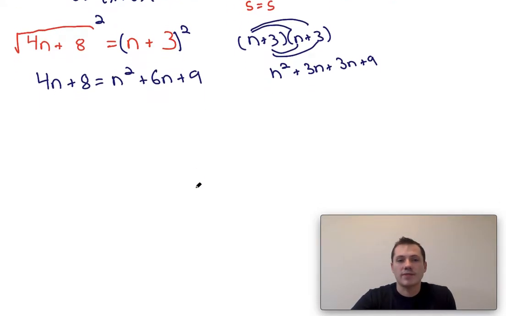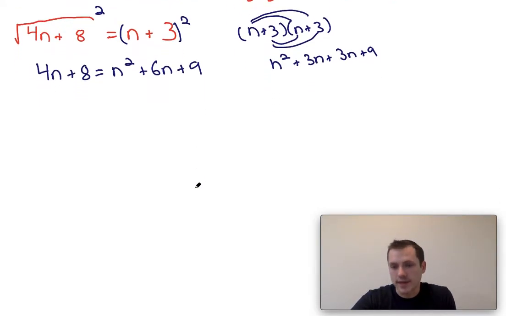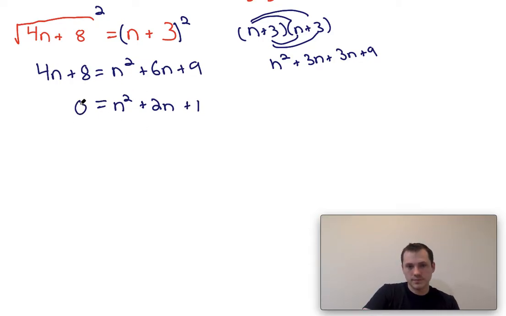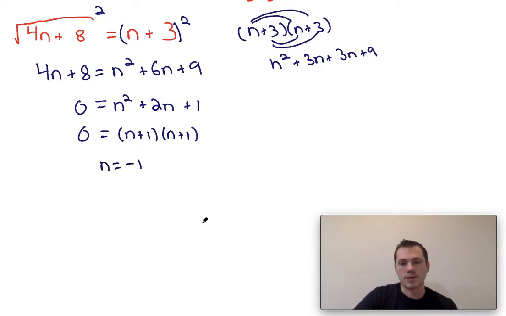Once again, we have to recognize that this is a quadratic equation. When we have quadratics, we bring everything over to one side. So I'm going to subtract 4n. When I take that away from 6n, I'm going to have plus 2n. And I'm going to subtract 8. When I do that, I'm going to have n squared plus 2n plus 1 is equal to 0. Now this is going to factor into n plus 1 times n plus 1, which in both cases just give me negative 1 as a solution. So I know n is equal to negative 1.